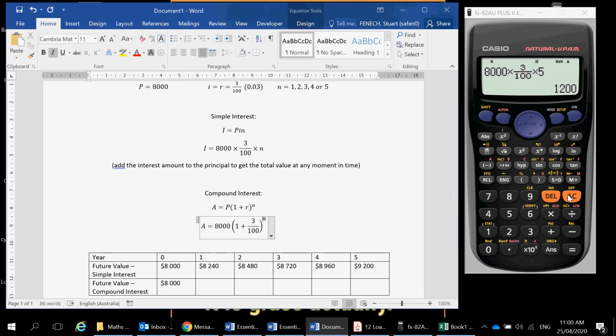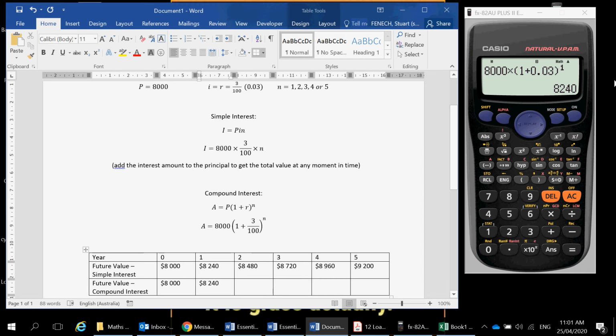Over at my calculator now, I go my 8,000 times, open bracket, 1 plus, I'll do the 0.03 for those of you who've done it that way. It doesn't matter whether I put 3 over 100 as per the formula or I put 0.03, it's the same thing. The first year N is 1, so after the first year we'll get the same amount as in simple interest. That always happens for the first time unit. Simple and compound are the same.